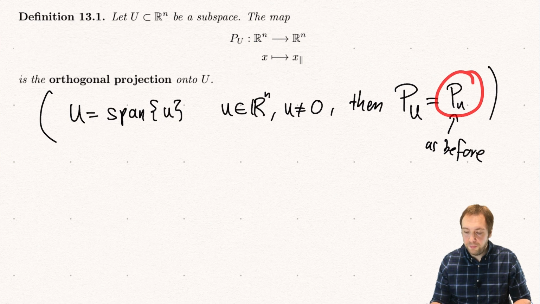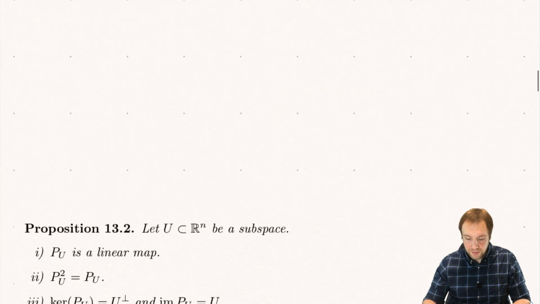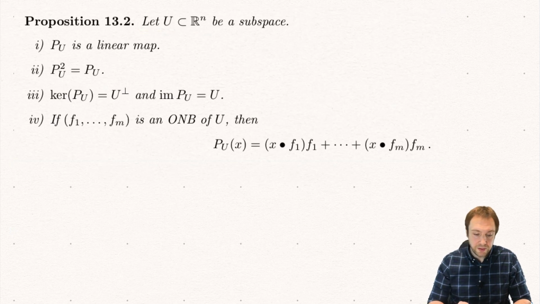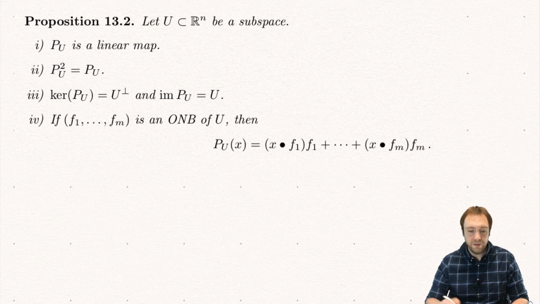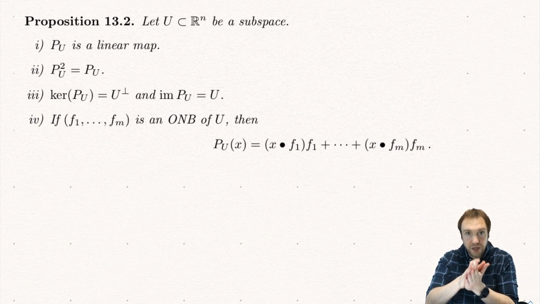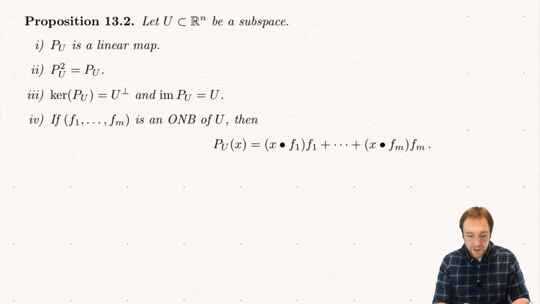And for the special case, we proved that this is a linear map, and that if you apply it twice, then it's the same as just applying it once. Similar statements also hold for this general version. So for an arbitrary subspace U, P_U is a linear map. The second statement is that applying P_U twice is the same as applying it once, which makes sense because if I project something onto a space and then project it again onto the same space, nothing changes. So applying it once is the same as applying it twice, three times, four times, and so on.